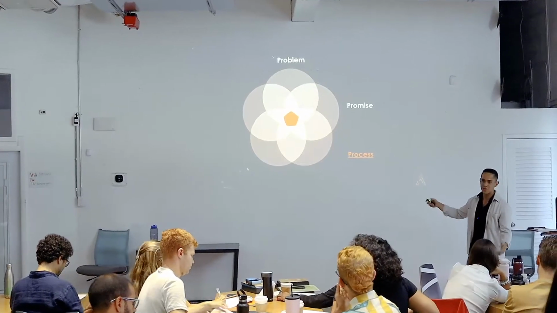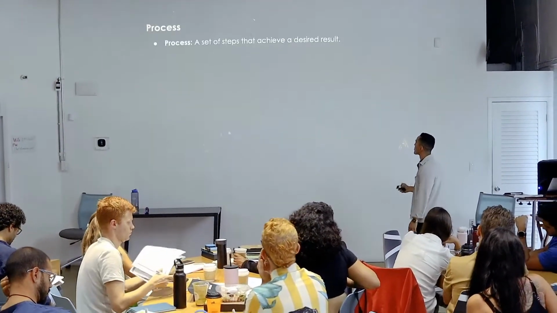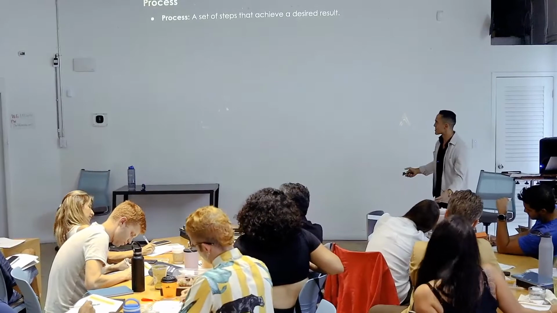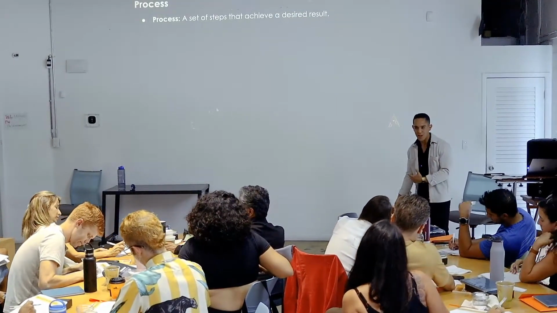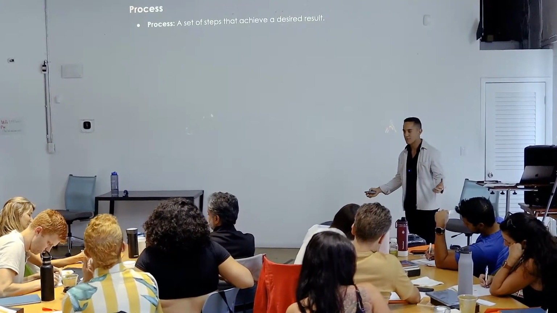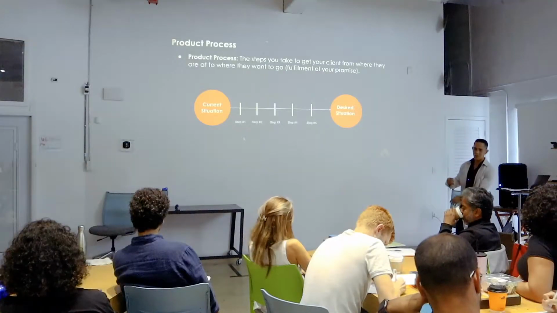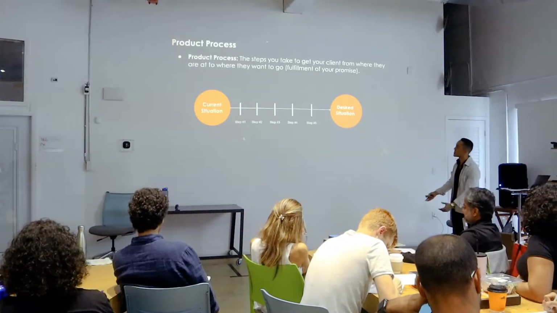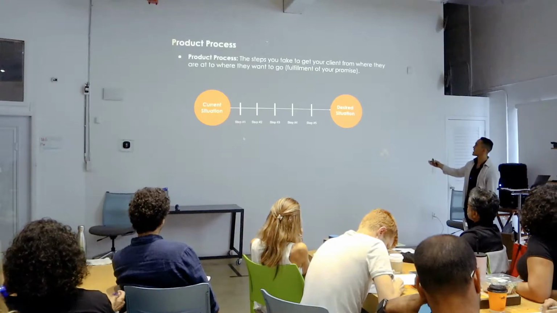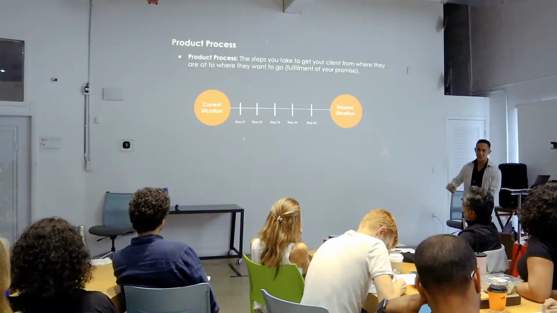So process. This is the product and process section of the program. So what is a process? It's simply a set of steps that you utilize to achieve a desired result. Okay. So when we look at the process for your product, those are the steps that you take to get your client from where they're at to where they want to go.